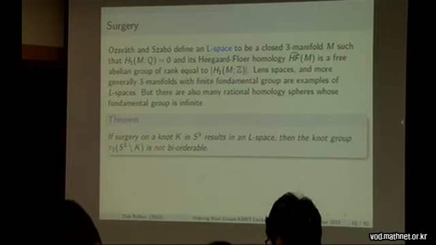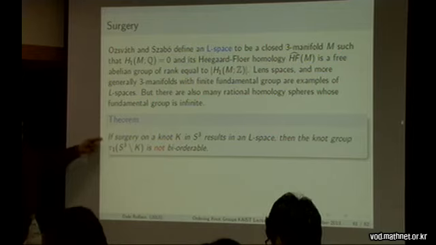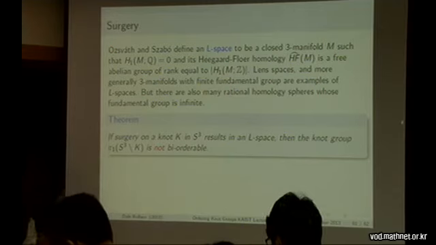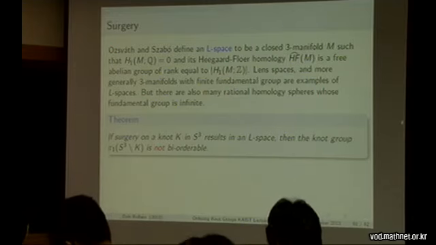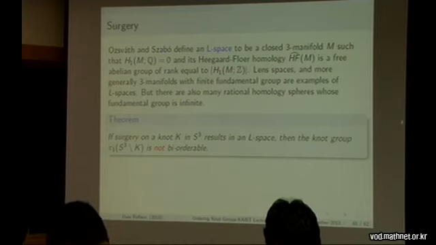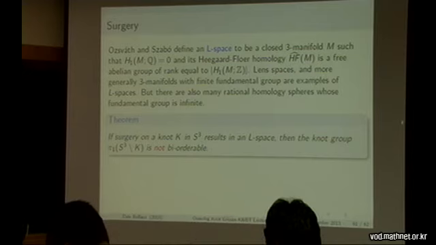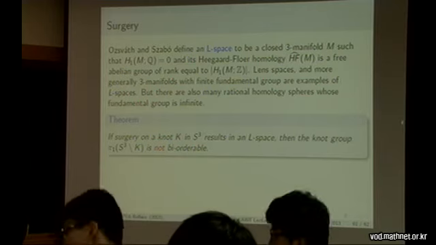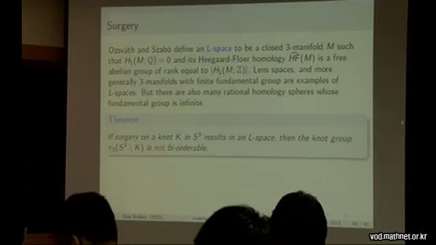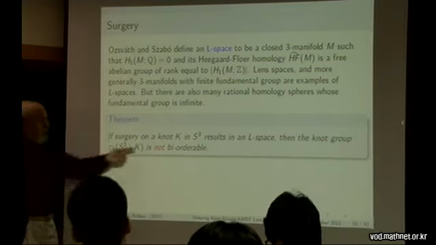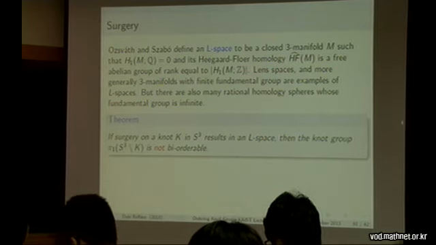And Adam and I showed that if you do surgery on a knot, any knot, and you get an L space, then the knot group cannot be biorderable. Or another way of saying it is, if you do have a biordering of your knot group, as in some of those examples I flashed before, you'll never get an L space by doing surgery on the knot. Question: Does surgery mean that there is a surgery or every surgery? If there's any surgery that results in an L space, then the knot group cannot be biordered.